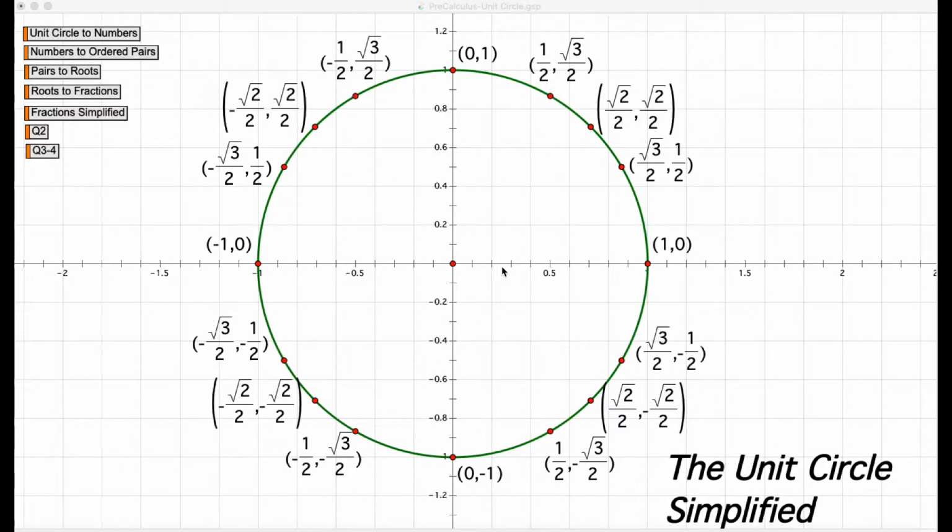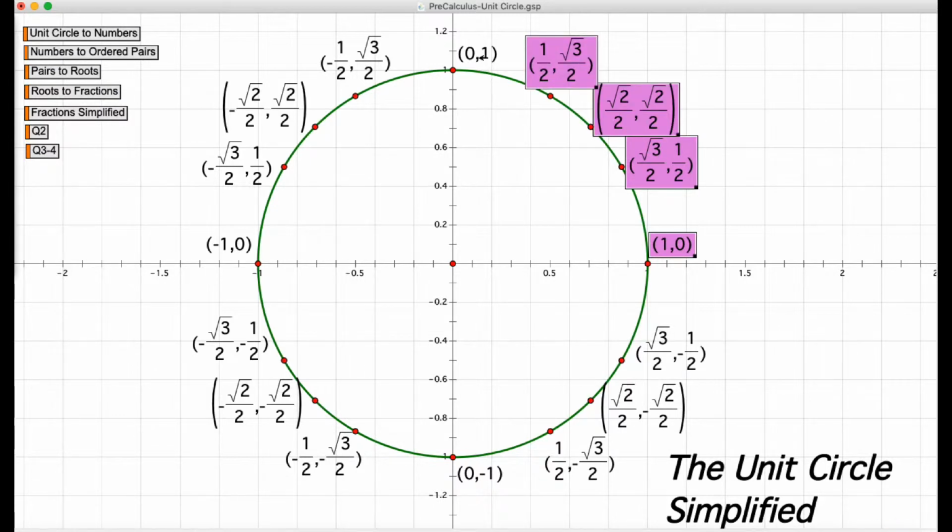In this video, we're going to look at one of the biggest problems for students in pre-calculus and trigonometry, and that is the unit circle. As we see here, we have 16 ordered pairs that correspond to different points, and each of these points represents the sine and cosine values of a particular angle.